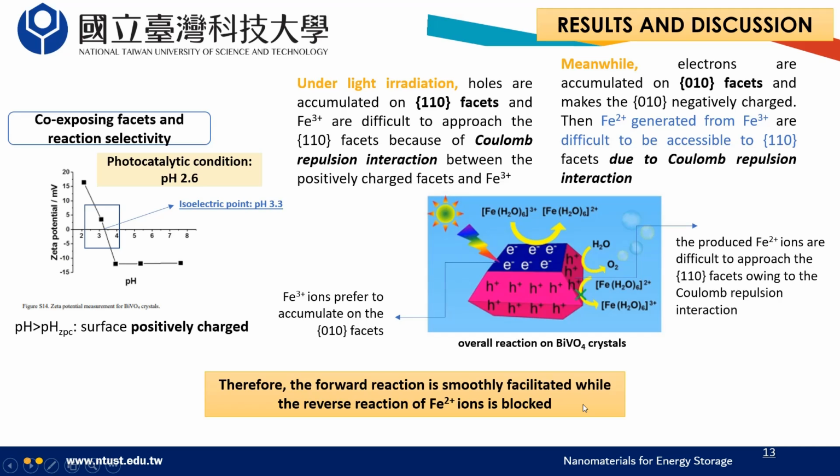So when the photocatalysis occurs, the surface will be positively charged, so Fe3+ is difficult to approach the 110 facet due to the Coulomb repulsion interaction. Meanwhile, the Fe2+ generated from the Fe3+ reduction process is also difficult to access 110 due to the Coulomb repulsion interaction. Therefore, the forward reaction is smoothly facilitated, while the reverse reaction of Fe2+ ions is blocked.